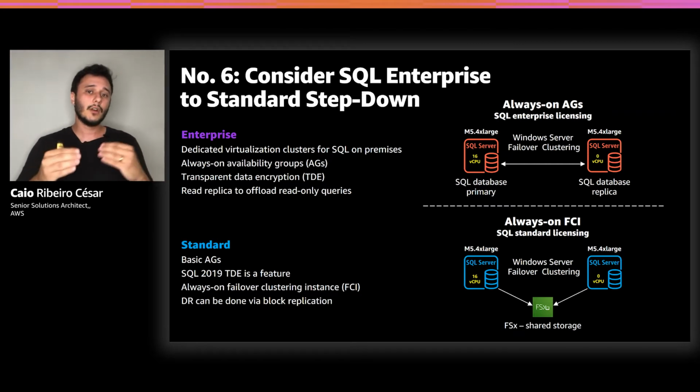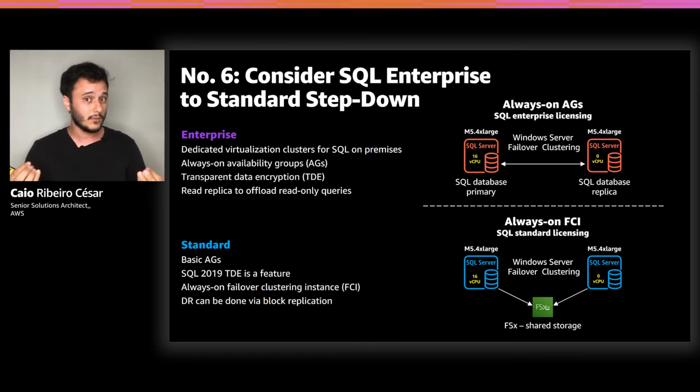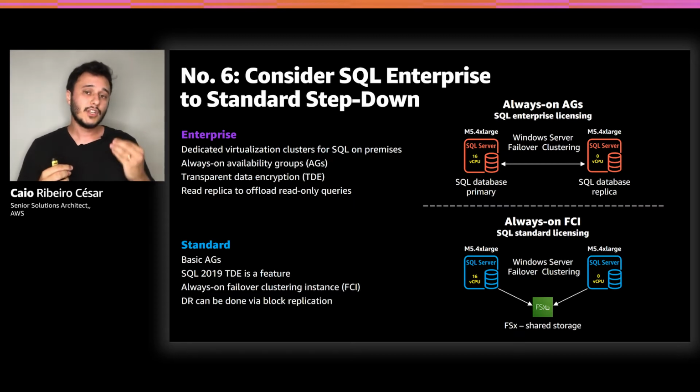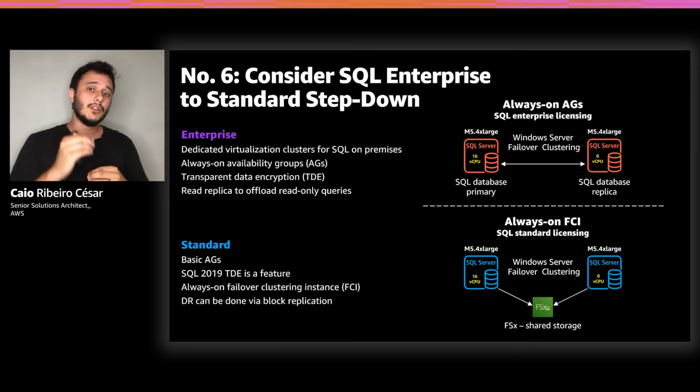So some customers started doing the step down. They didn't need to pay for the licensing. Remember that the licensing of enterprise is more expensive than the standard one, right? Another thing that we can think about is the 2019 version, where Microsoft brought transparent data encryption to the standard version. So those customers that in the past would say, oh, in my 2016, I cannot go from enterprise to standard, I cannot step down because I use TDE. Now they can, right?